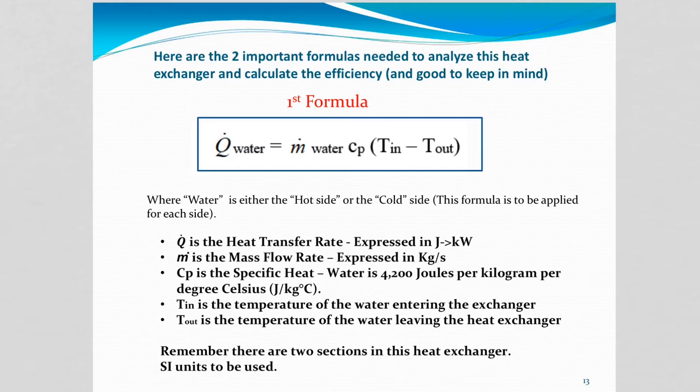So the first formula here is what you see. It's the energy transferred. It's a heat transfer rate, and it's expressed in joules or in kilowatts, mostly in kilowatts. And this heat transfer rate is equal to the mass flow rate of the water in our case, multiplied by the specific heat, and multiplied by the difference of temperature between the inlet and the outlet.